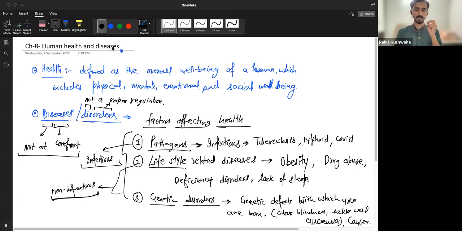Of the pathogen. What kind of pathogen causes what kind of diseases? So we'll start with bacteria, viruses, then we'll go to protozoa, etc. Okay.